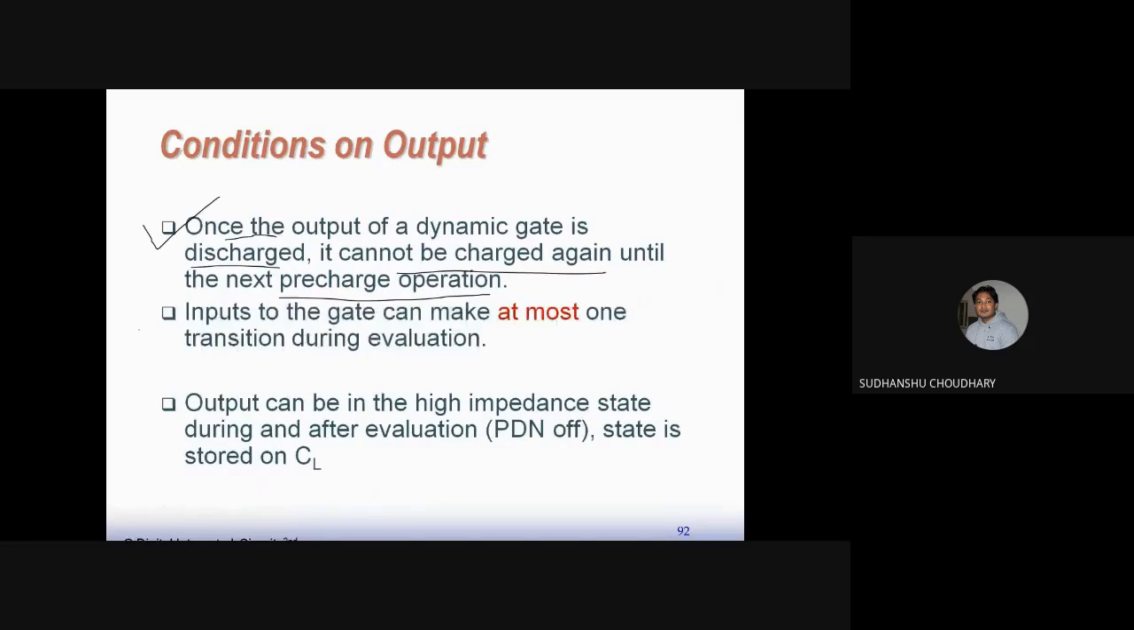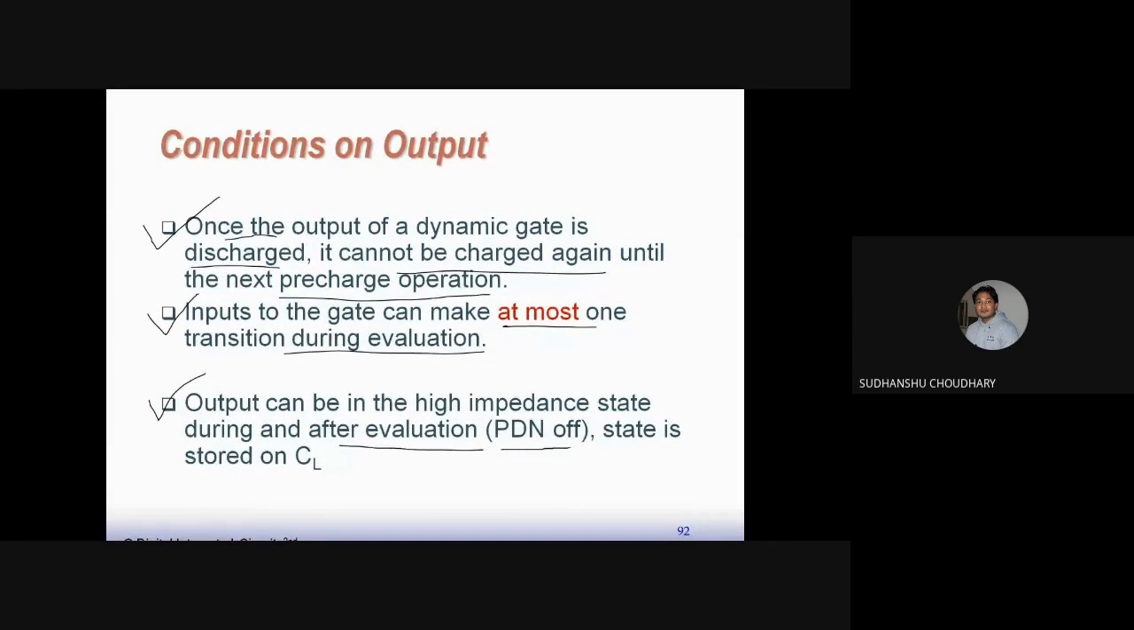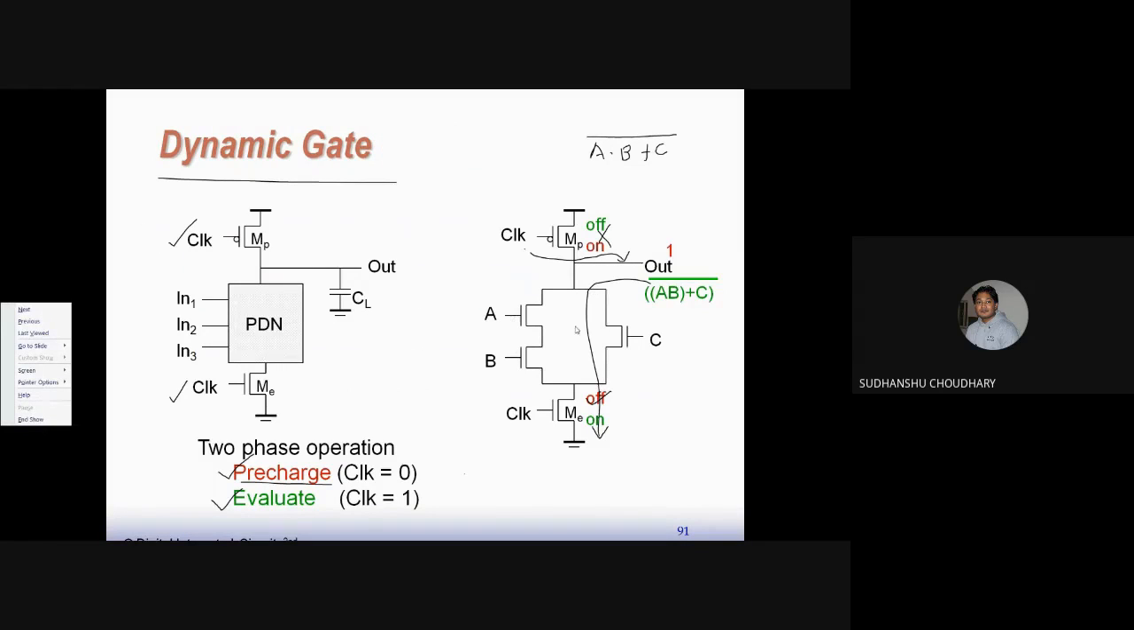The other point is that inputs to the gate can make at most one transition during evaluation. During evaluation through the pull down network, the inputs to the pull down network can make just one transition. Then the third condition is that the output can be in a high impedance state during and after evaluation. That is, when the pull down network is off, the output can be in a high impedance state, that is, the output is floating.